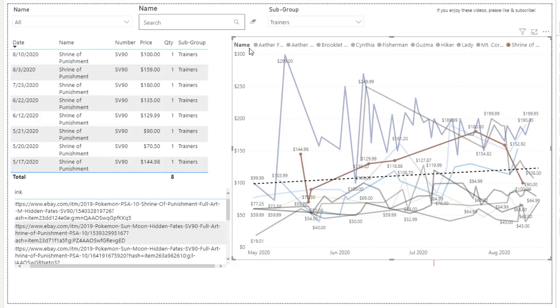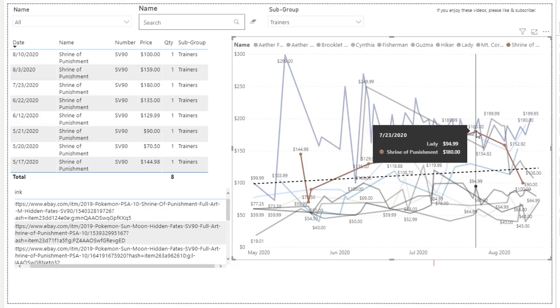Shrine of Punishment, I would say the exact same thing. It was on an increase until the reprint, which is right here. And then one more sold here, and then it just drops.